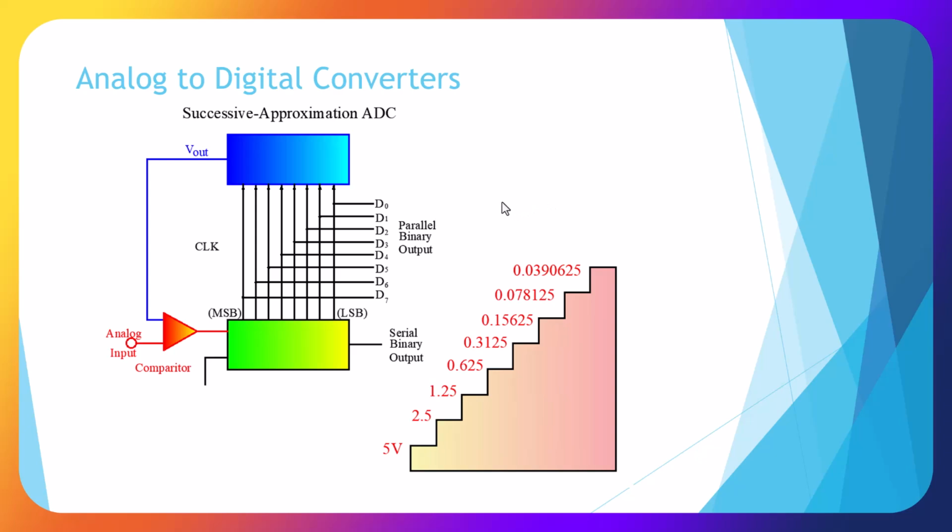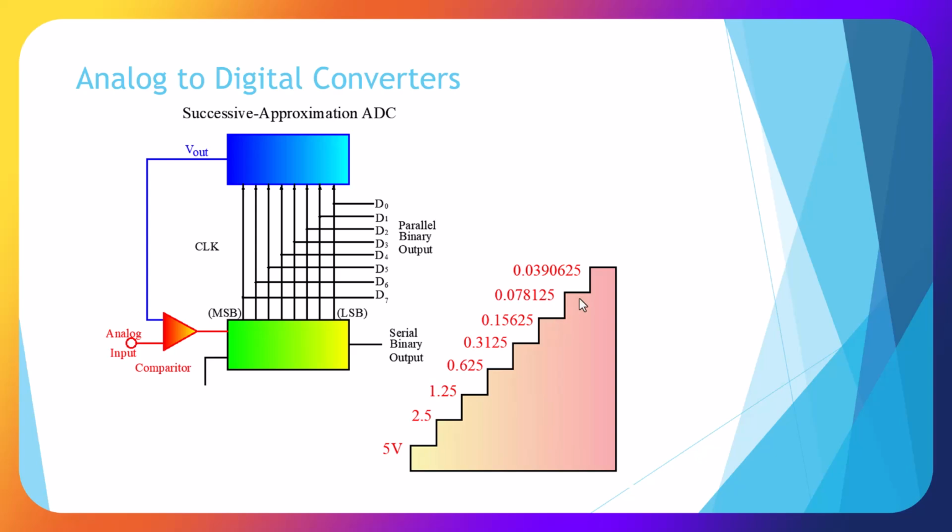And what happens is we have our comparator, and we step this one at a time, and we compare the input voltage with our approximation. So in this case, we have a binary output, and first we compare 5 volts to the input. If it is greater, then we set a bit. And next we compare 2.5 to our input, and if it's true, we set a bit. Then 1.25, 0.625, all the way down.